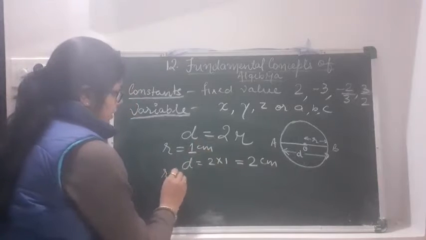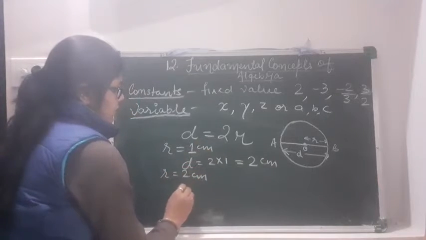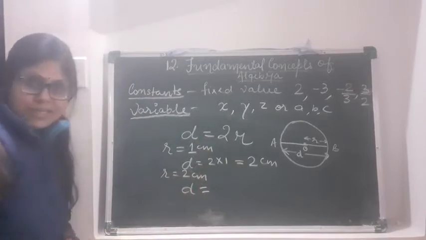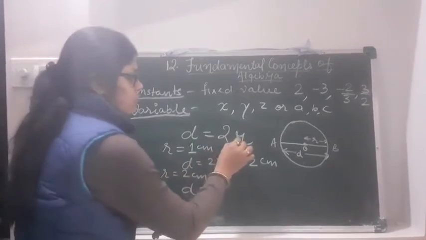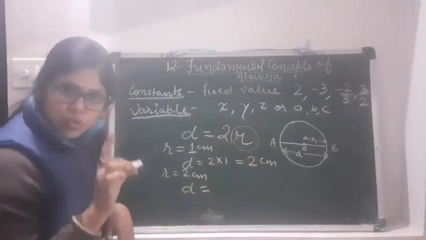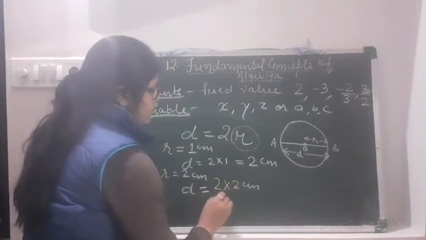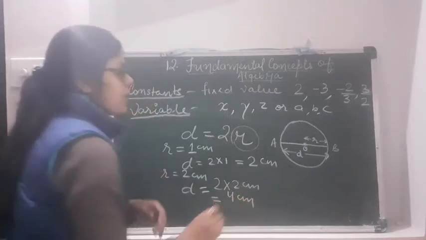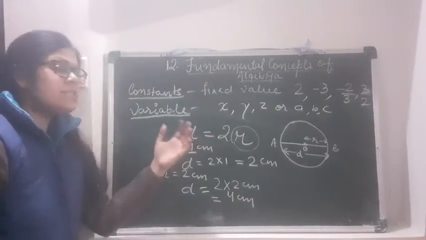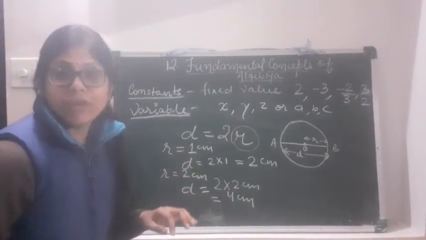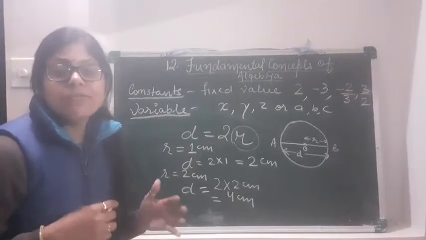If you put R equals 2 centimeter, then what will be the value of the diameter? At the place of R, you have to put 2 centimeter. So 2 into 2 centimeter, that means 4 centimeter. You can see here, as we are changing the value of radius, we are changing the value of R.